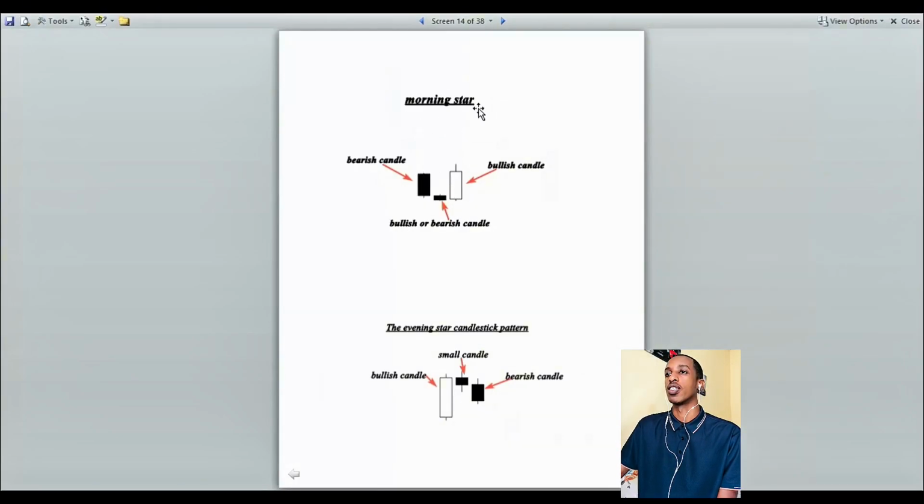The morning star is referred to as a bullish candlestick pattern, formed by 3 candles, where we see these 2 bearish candles and 1 bullish candle. And there is this evening star candlestick pattern, which you can call a bearish candlestick pattern. It is formed by 1 bullish candlestick and 2 bearish candlesticks.